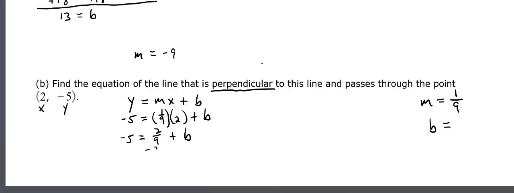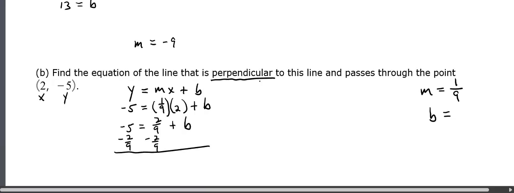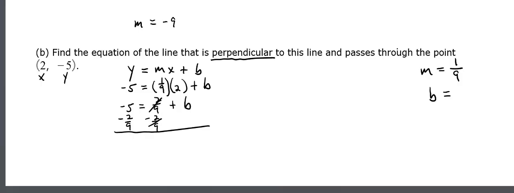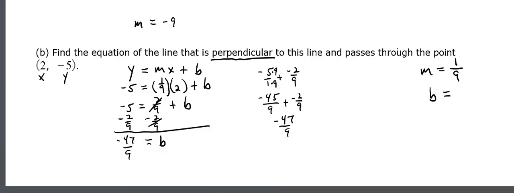And when I want to isolate my b, I'm going to subtract 2/9 from both sides. So on the right hand side, I'm left with just b. And on the left hand side, I'm combining negative 5 or negative 5 over 1 and negative 2/9. So I need a common denominator, and the common denominator is 9. So I need to multiply both the denominator and the numerator by 9. So negative 5 times 9 is negative 45, and 1 times 9 is 9. And negative 45 plus negative 2 gives me negative 47 over 9. So b is negative 47 over 9.